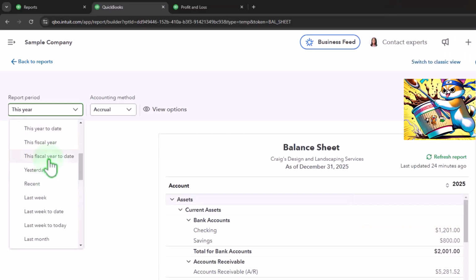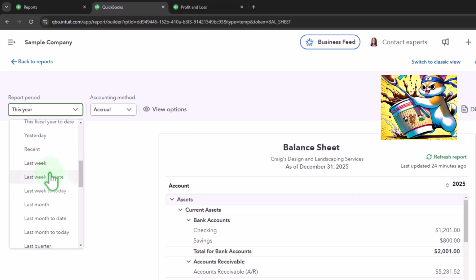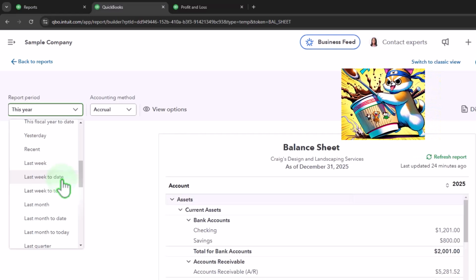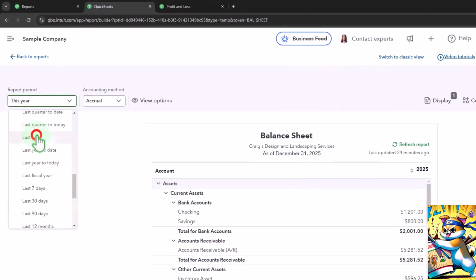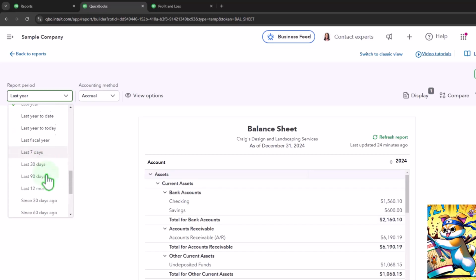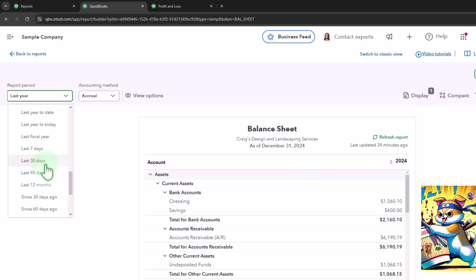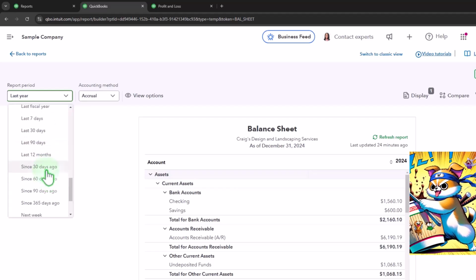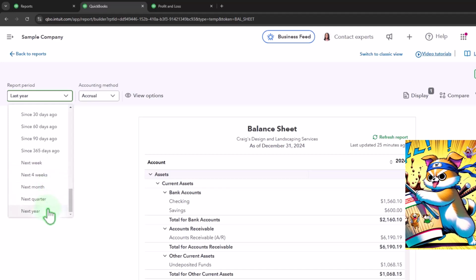So then we have this fiscal year to date, yesterday, recent, last week. And so now we can go into the last time periods like last week to date, last month to date, and so on and so forth. And then we have last year. So I could just go right into here for last year, for 2024, last 7 days, last 30 days. If I wanted to do a comparison of 30 days instead of by month, which is going to be uneven, 31 days, 28 days, 30 days, last 90 days, since 30 days ago, next week, next 4 weeks, and next year.